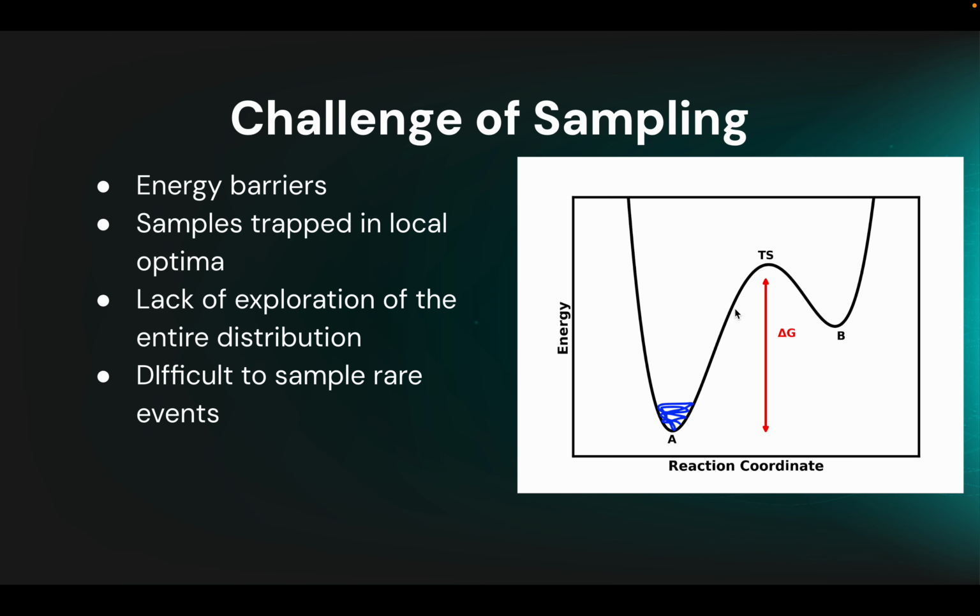It'll be very difficult to overcome this energy barrier, because say we make a small perturbation to our state, well, we're going to have a huge increase in energy. And the chance we accept that new configuration is going to be very low. So this is going to end up resulting in us only getting samples from one part of this probability distribution. So if we get trapped in a local optimum, we're going to have a lack of exploration of the entire distribution, and it's going to be very difficult to sample rare events or high energy events.